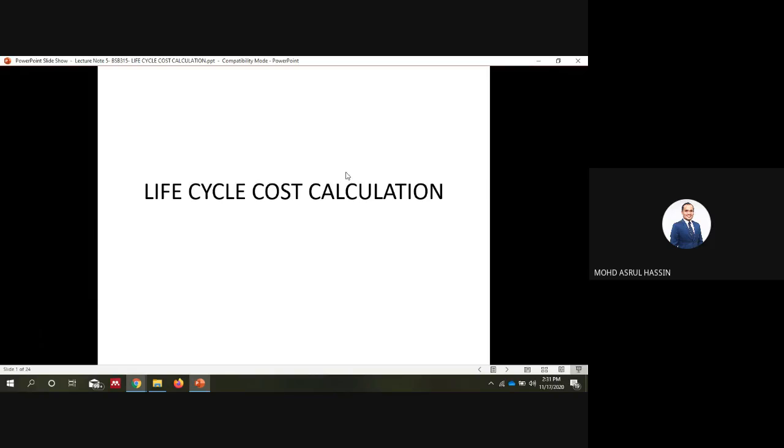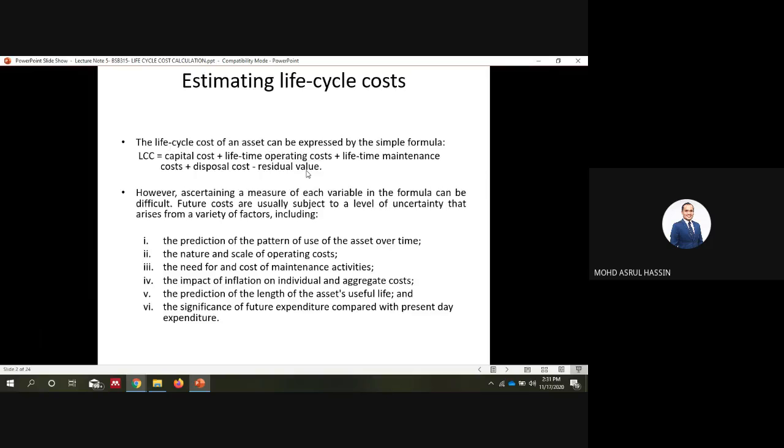Okay, life cycle costing calculation. So I will show you how to calculate and estimate life cycle costing. The life cycle cost of an asset can be expressed by the simple formula. It is called life cycle costing: capital cost plus lifetime operation cost plus lifetime maintenance cost plus disposal cost and minus residual value.